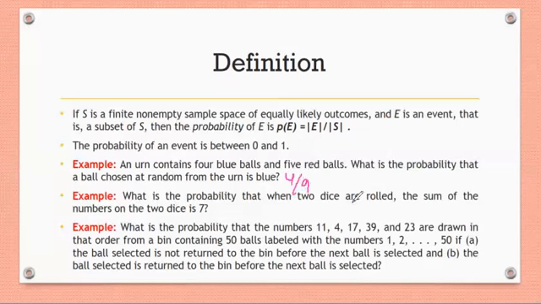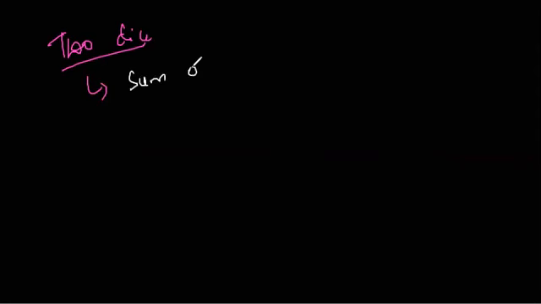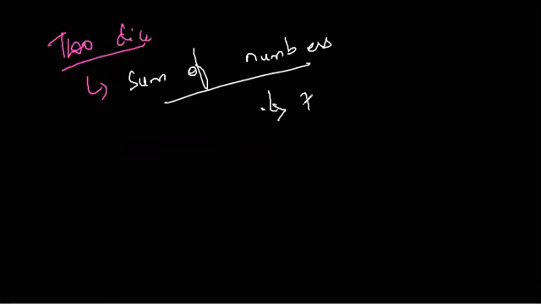Now, what is the probability that when 2 dice are rolled, the sum of the numbers on the 2 dice is 7? So here you are considering 2 dice, and we need the sum of the numbers on the 2 dice to be 7. If you are throwing 2 dice, the sum of the numbers should be 7. So basically, how many total outcomes will you have? Let's see the total outcomes for the dice.